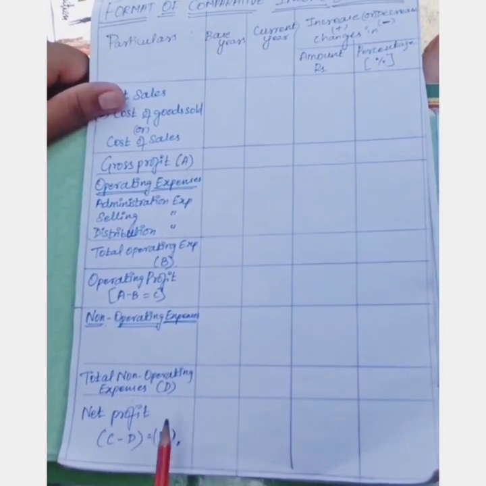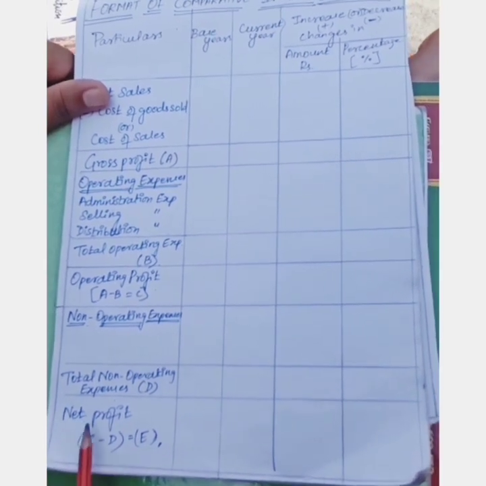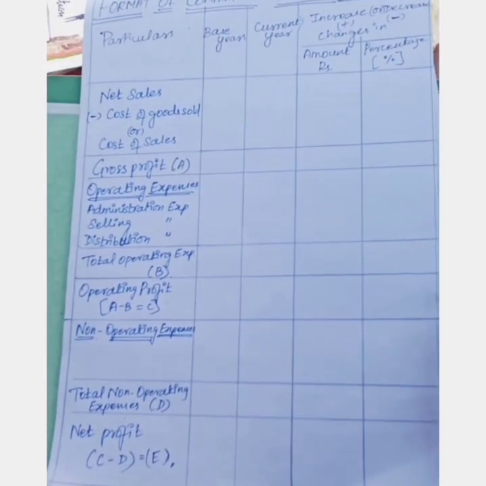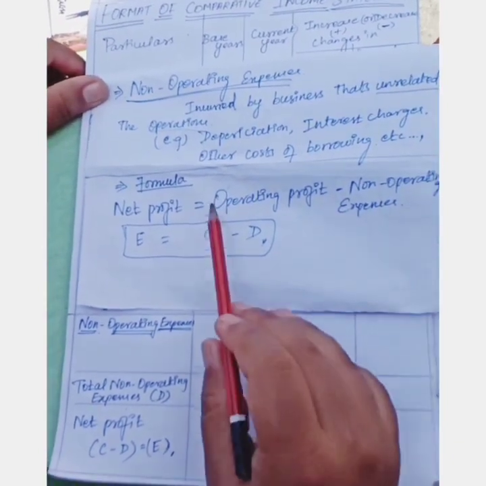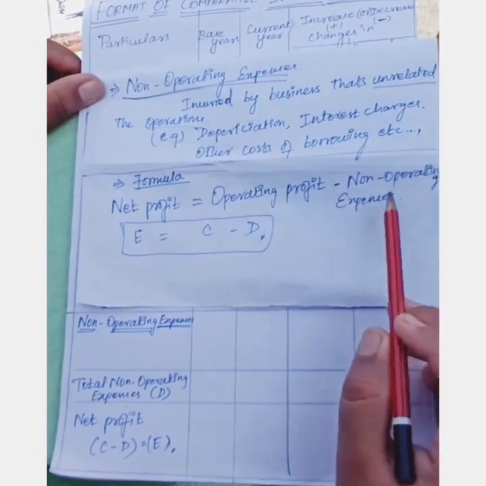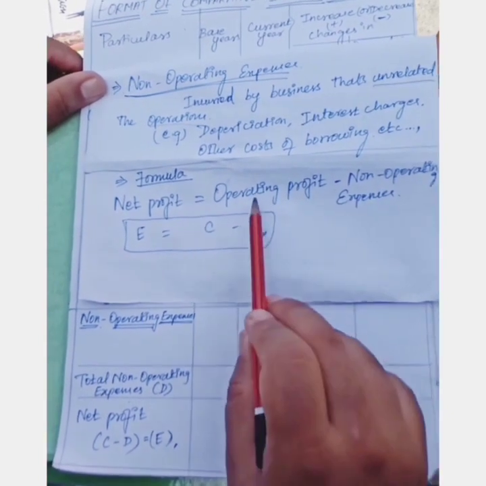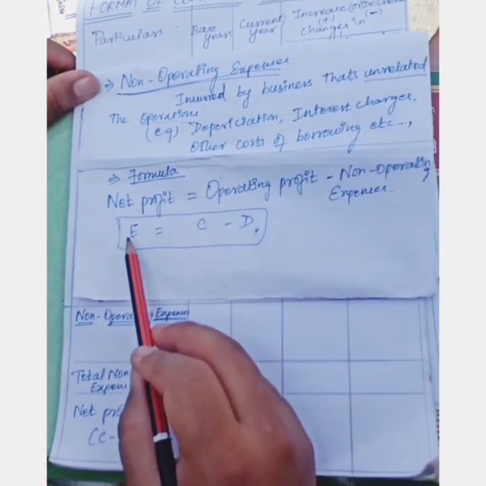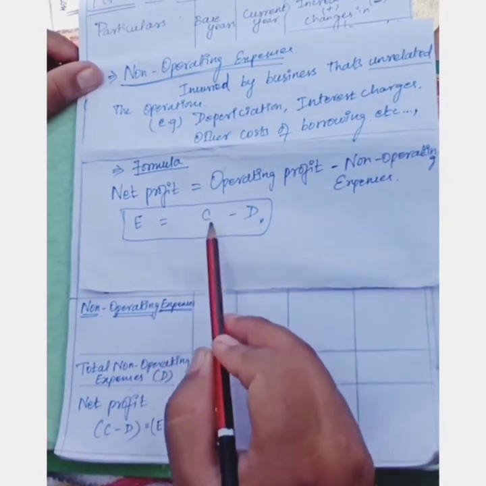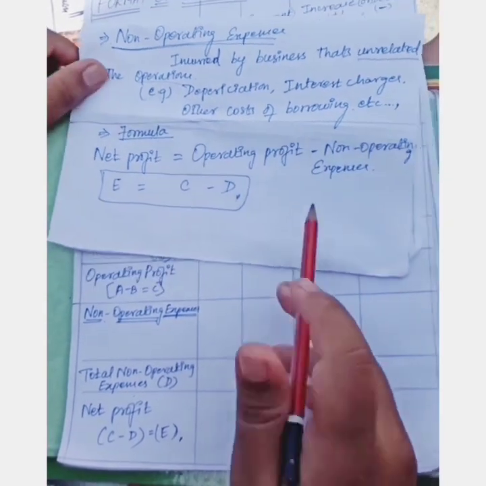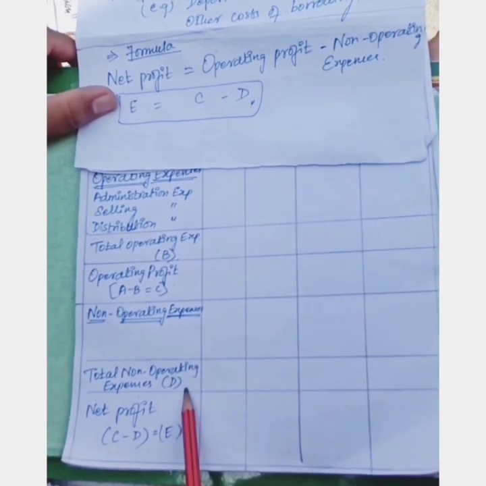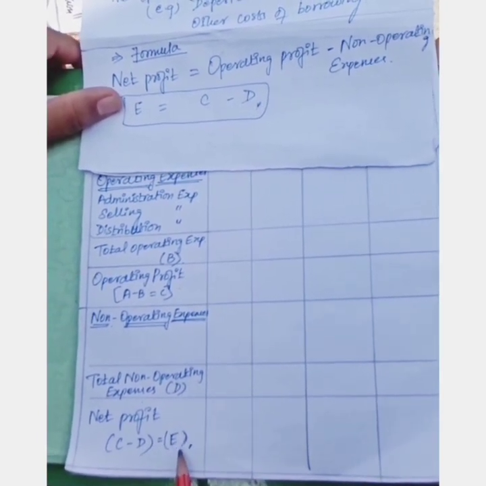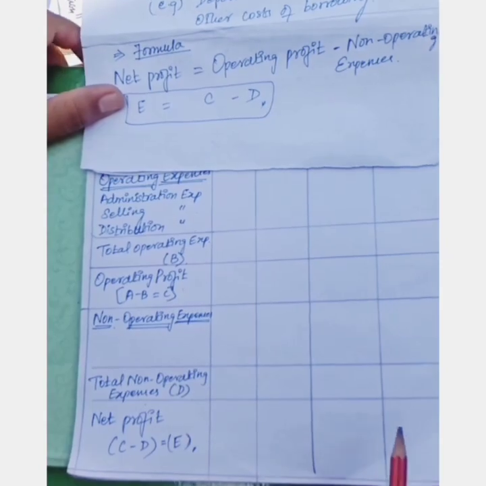Next, to find the net profit. The formula is net profit equals operating profit minus non-operating expenses. Using the alphabets, E is equal to C minus D. C is operating profit, minus non-operating expenses D, is equal to E. That is net profit. You get the answer.